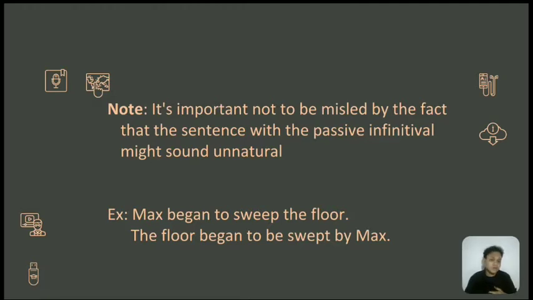Note, it's important not to be missed by the fact that the sentence with the passive infinitive might sound unnatural. Okay, if you look at this example, Max began to sweep the floor. This is the active voice, and the floor began to be swept by Max. This is the passive voice, but the passive voice in here is something unnatural to say.